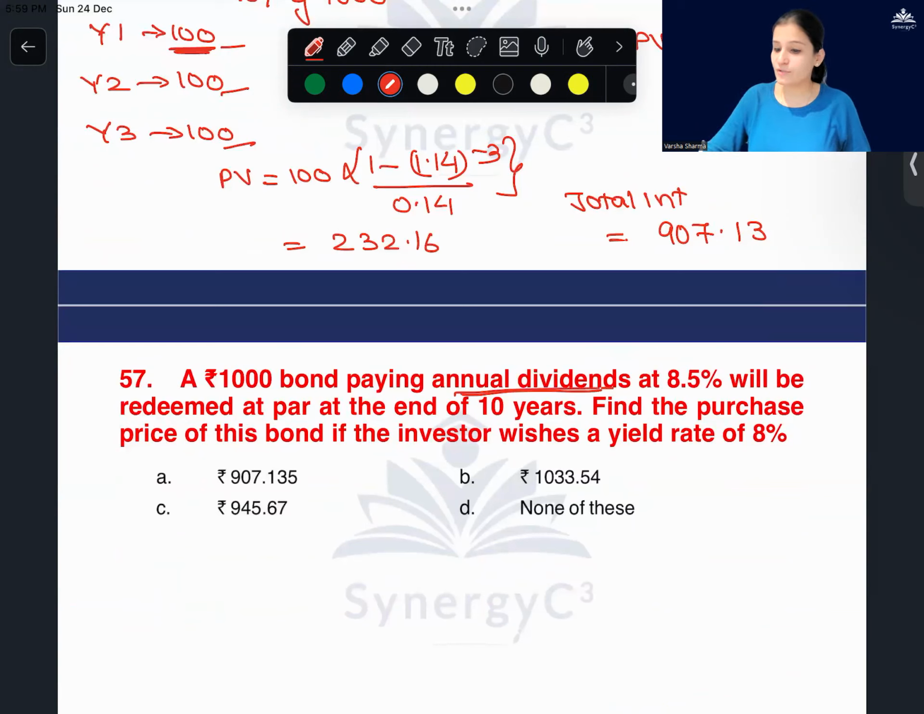This annual dividend is what? Your nominal rate annually. And the yield rate is 1 time, 8%.